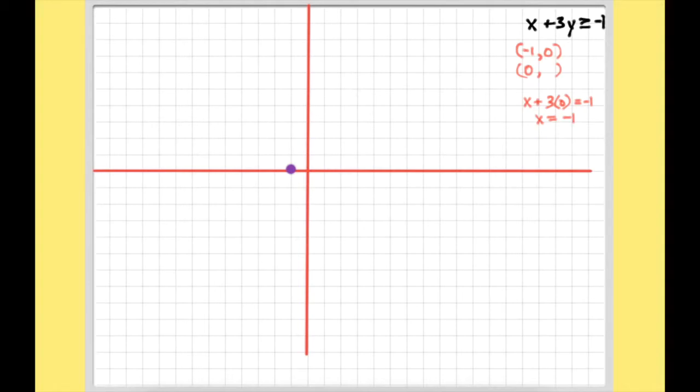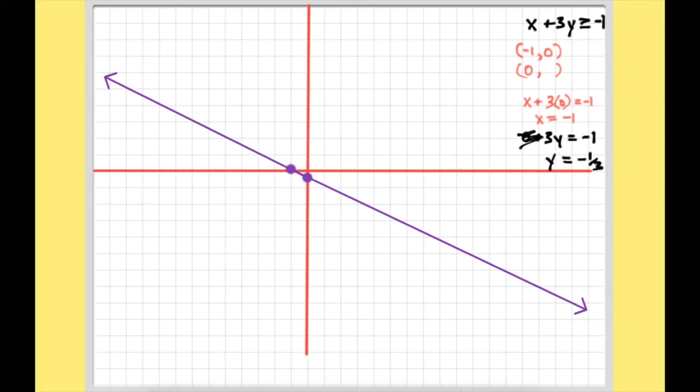Now my y-intercept is when I plug in 0 for x. So I got 0 plus 3y equals negative 1. So 0 plus 3y is just 3y, and dividing by 3 gives me y equals negative 1/3. So I can put a point at 0, negative 1/3. Then I draw my line. And I'm using a solid line because it's greater than or equal to.